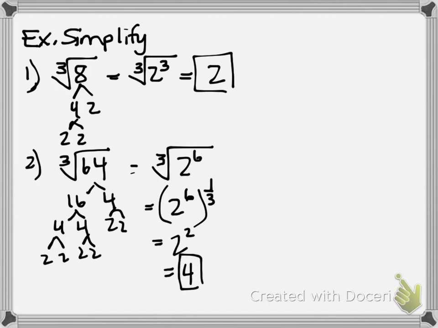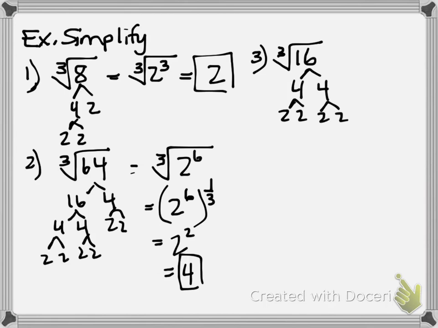So let's look at this problem. What if I asked you to take the cube root of 16? Is 16 a perfect cube? No. All right, so what's our option? Start factoring. All right, well, give me some factors. I heard 4 first. So 4 and its partner 4. How many 4s do I have? 2. Not enough. Keep going. I got 2 and 2. I got 2 and 2. I get the cube root of 2 to the 4th power.